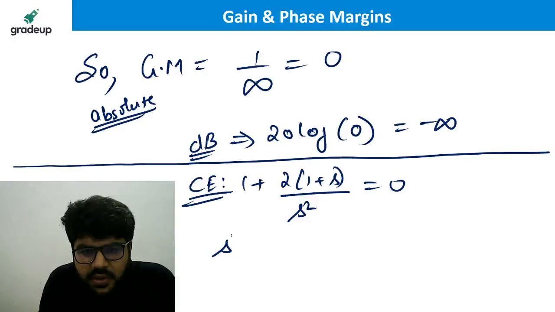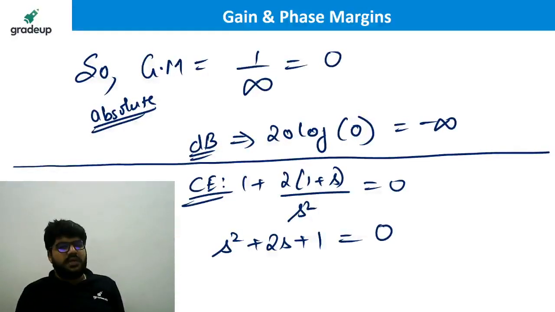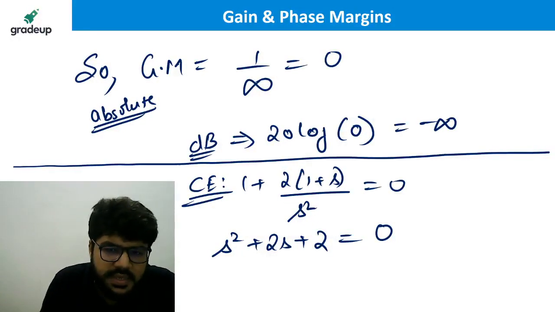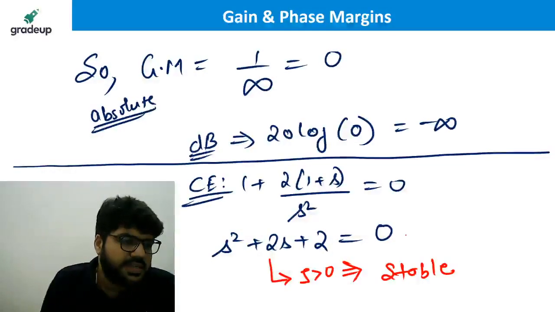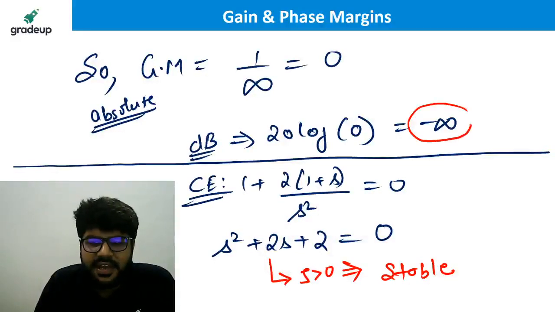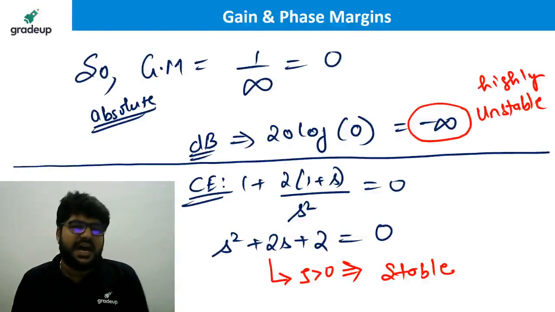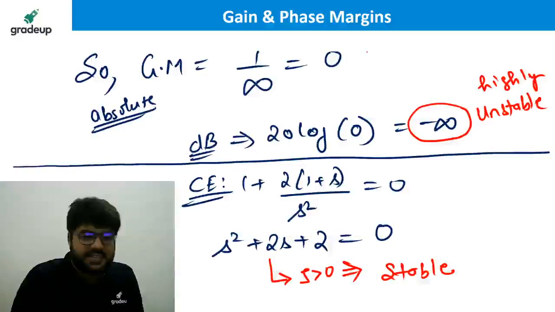to 0. So, s square plus 2s plus 1 equal to 0. s square plus 2s plus 2 equal to 0, which means that from here, I can comment that zeta is positive and the system is purely stable. Okay. But minus infinity gain margin represents what? It represents a highly unstable system. It represents a highly negative, that is, unstable. So this is a highly unstable system according to the gain margin analysis.